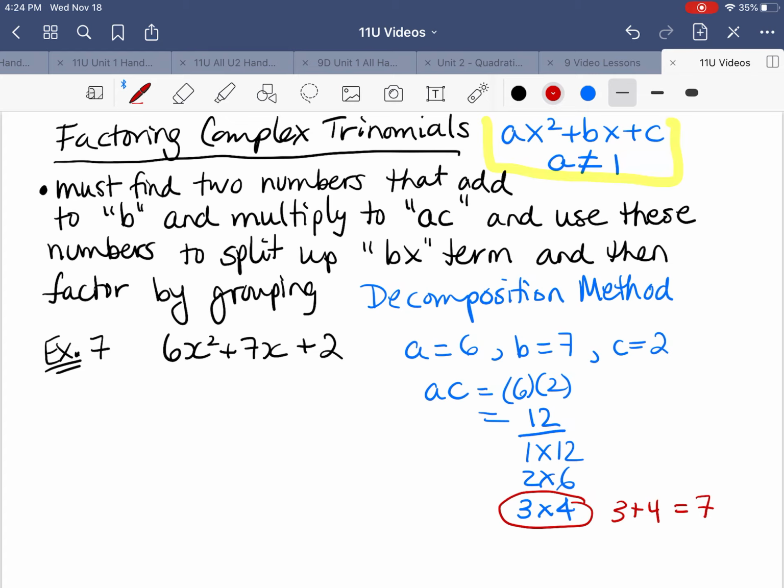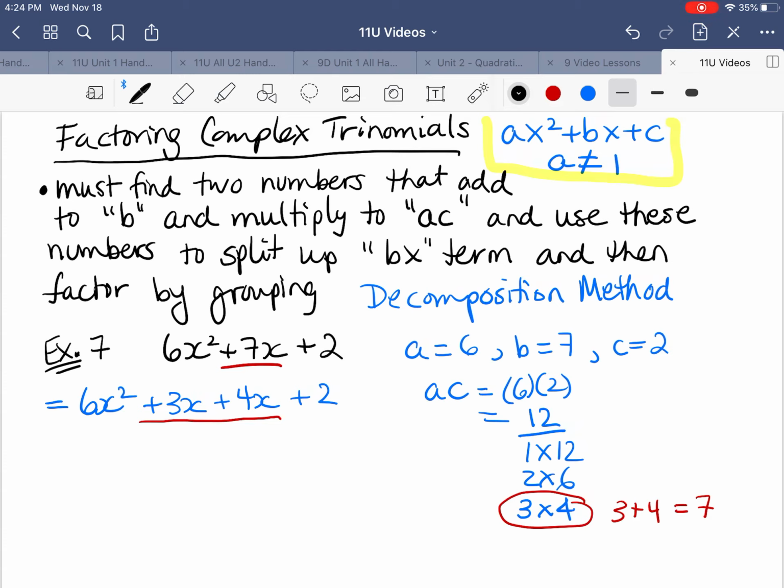There we go. 3 plus 4 is equal to 7. So we are going to use those two terms to break up the middle term. So let's rewrite this. We now have 6x squared, and instead of plus 7x, we now have plus 3x plus 4x. It doesn't matter which order you put them in. You could have put the 4x before the 3x, that's fine, as long as you have the correct sign in front, and they're both positive in this case.